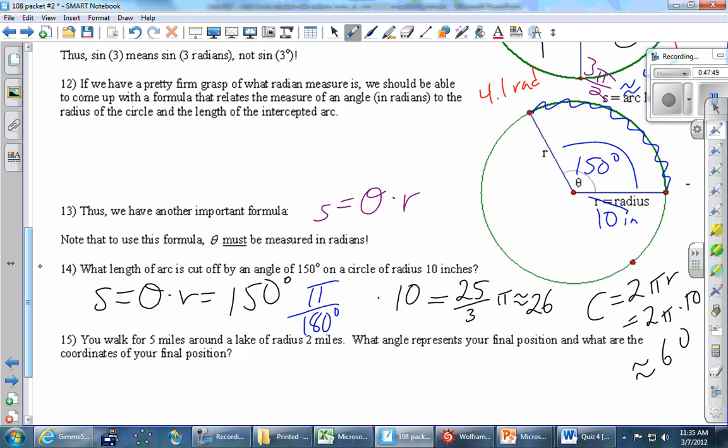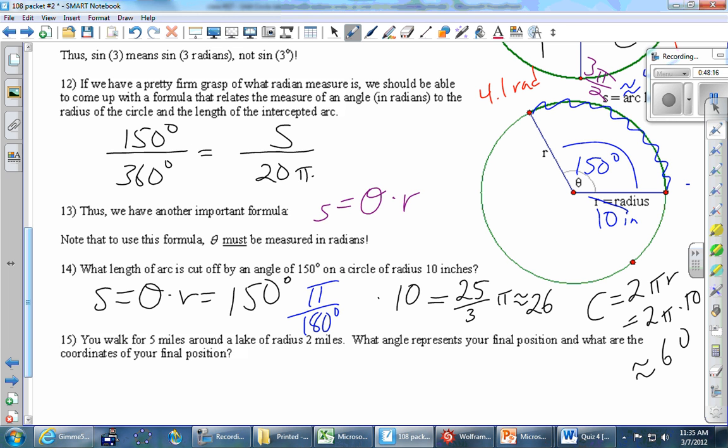But you would play this game with proportions, wouldn't you? You'd say 150 degrees is to what's a complete revolution? 360. As the arc that I'm interested in is to what's a complete arc? That was 2 pi r, which we said was 20 pi, right? Like this is what you could do. And then you could solve for S. And you'll get the same answer.